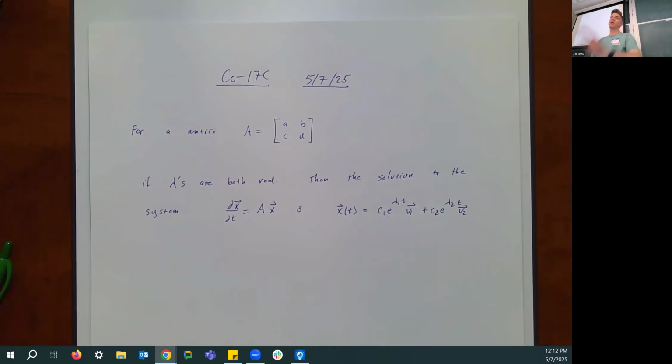And we also talked last class about how if both eigenvalues are positive, it's an unstable node. If both eigenvalues are negative, it's a stable node. And if one's positive and one's negative, it's a saddle. Which I will repeat again later, but I'm not going to write it down right now.